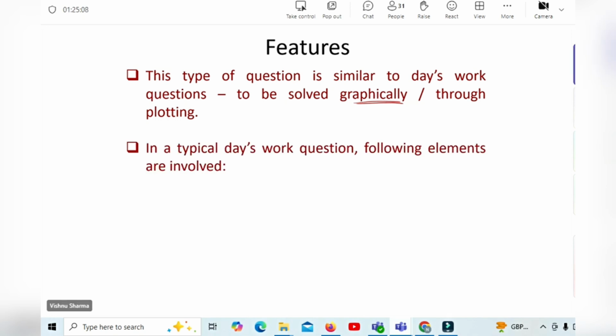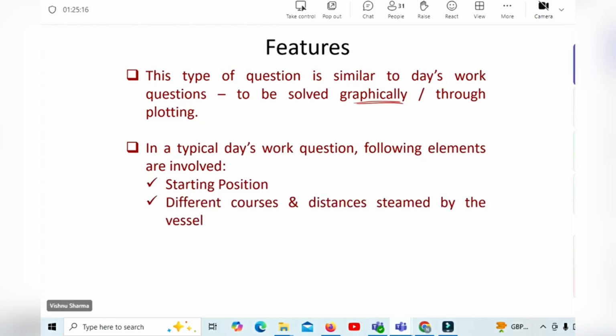In a typical day's work question, what did you have? You had a starting position given. You had a series of courses and distances the vessel did. Then you may have had current or wind, or only current or only wind, whatever it is. And what did the question want in most of those day's work questions? They wanted you to find the position arrived. This is what they wanted. Yes or no, beta? Am I right?